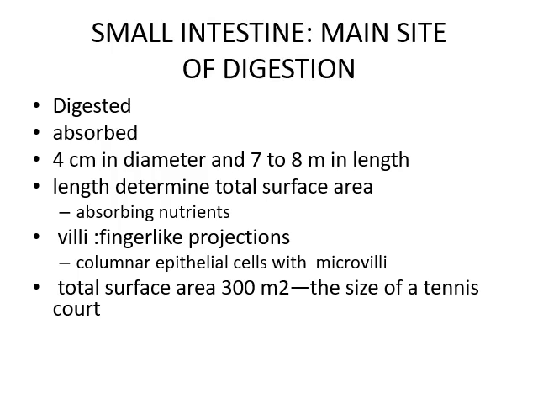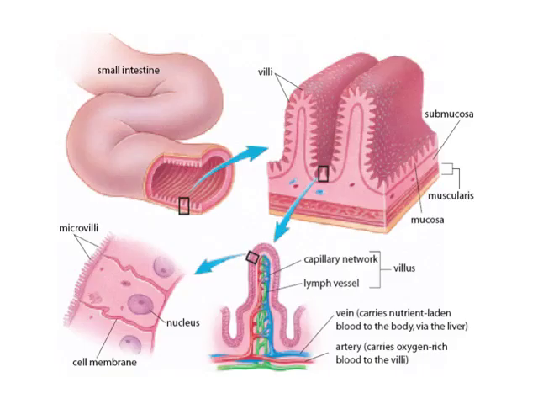The small intestine has folds, and in these folds there are finger-like projections called villi. These villi have columnar epithelial cells with microvilli, and this is to increase the surface area, which is 300 square meters, the size of a tennis court. So the small intestine has folds, then these finger-like projections, villi, and the villi also have microvilli.